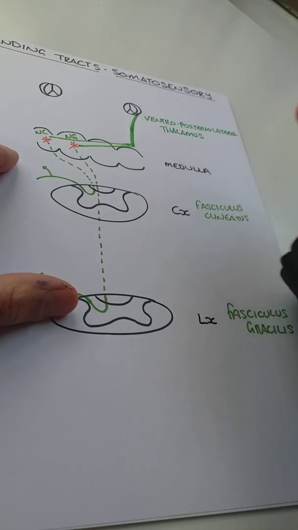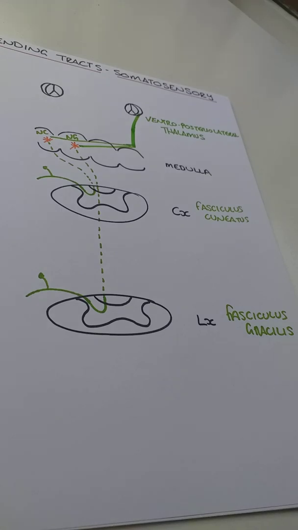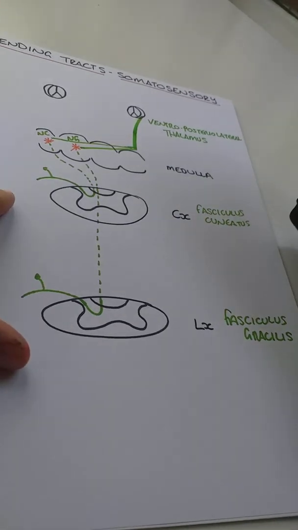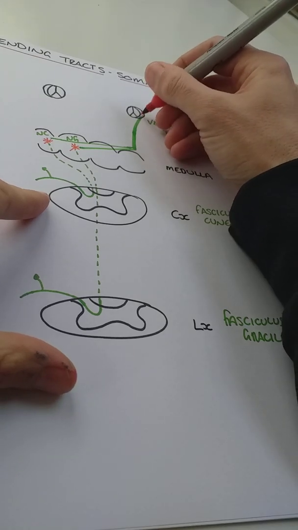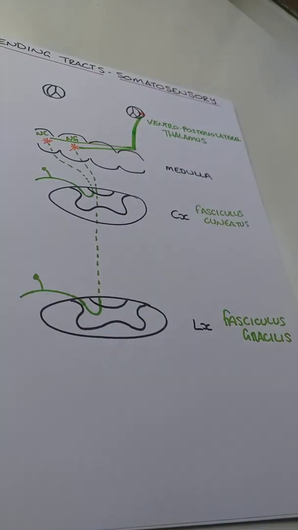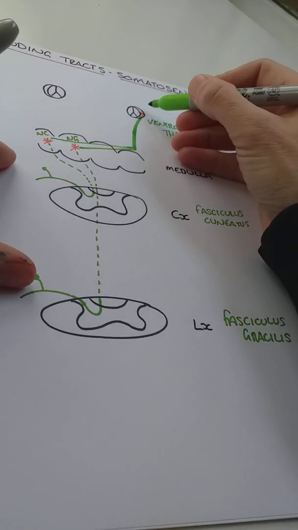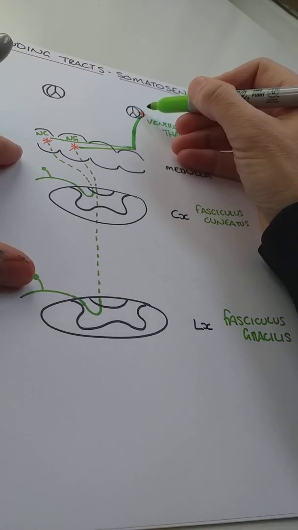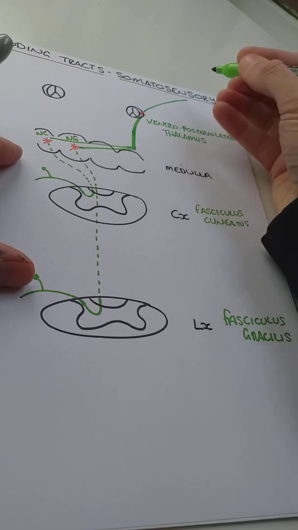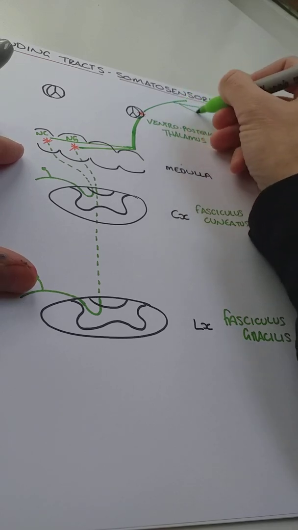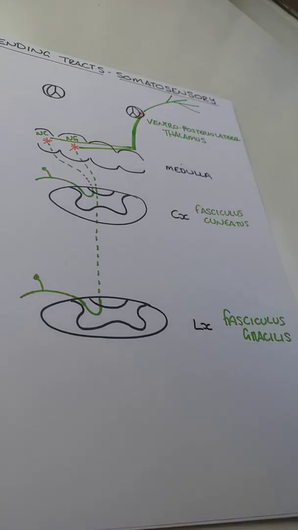Your VPL, not your visible panty line, but your ventroposterolateral part of the thalamus. And what happens here? Another synapse. And then your third order neuron goes out to the somatosensory cortex. That's it, very, very simply.